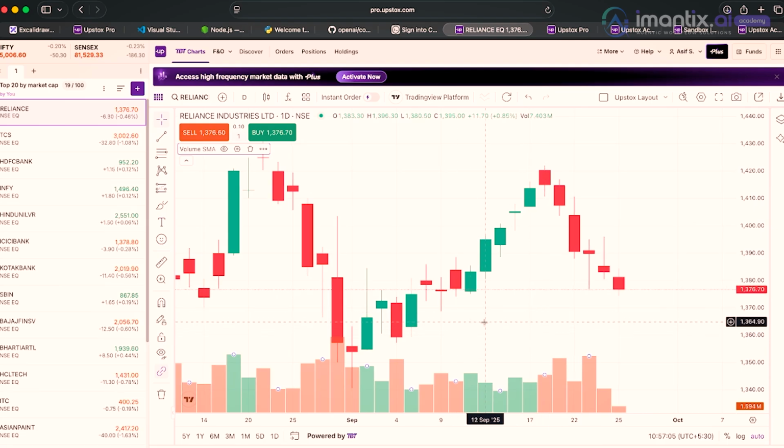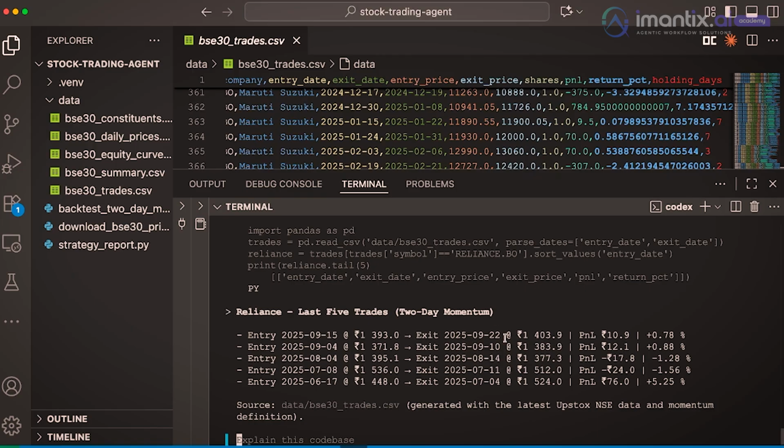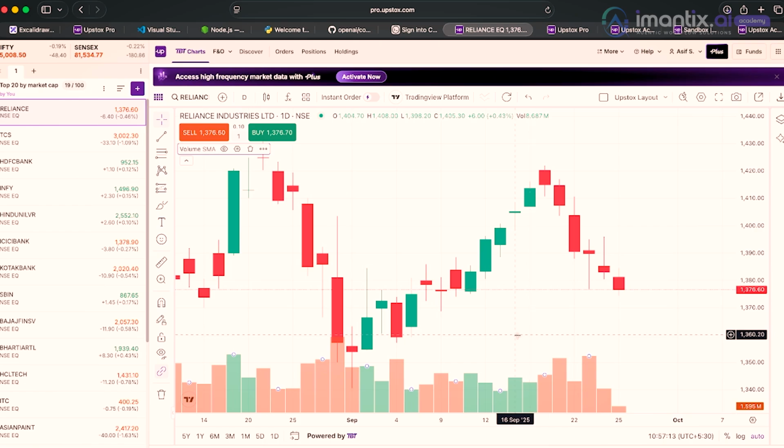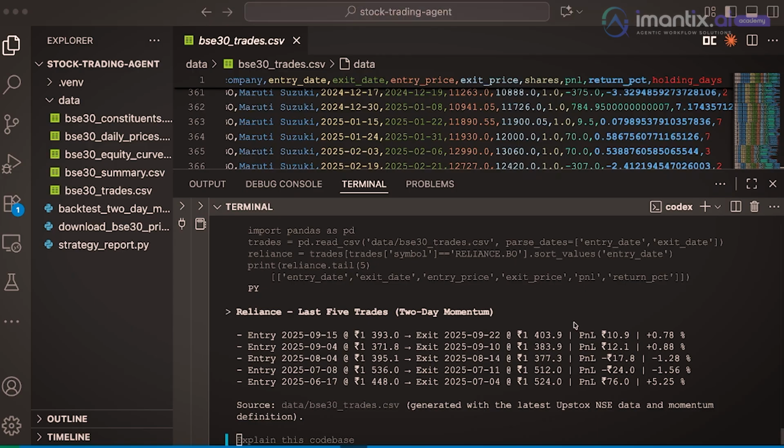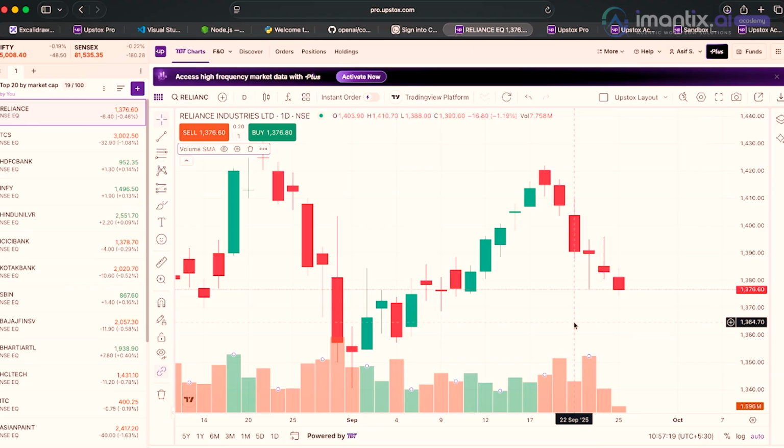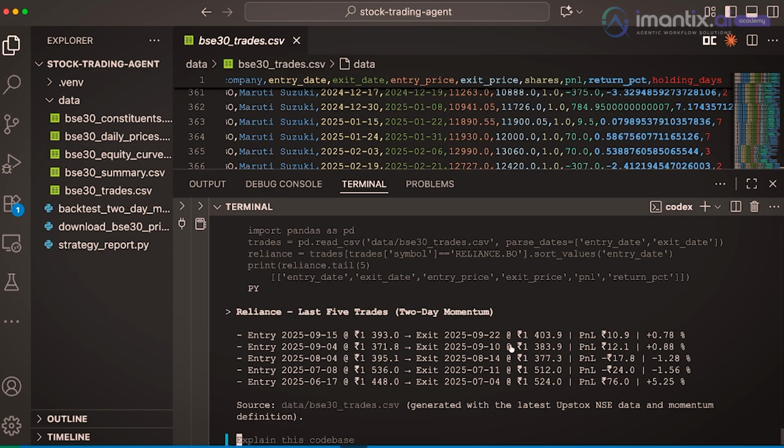So 15th of September, we would enter. So we see 2 green bars. We would enter on the 15th at 1393. Perfect. And we would exit on the 22nd, on the 22nd at 1403. Excellent. So it's incorporated our strategy as we expected.